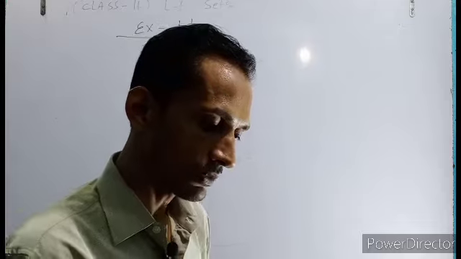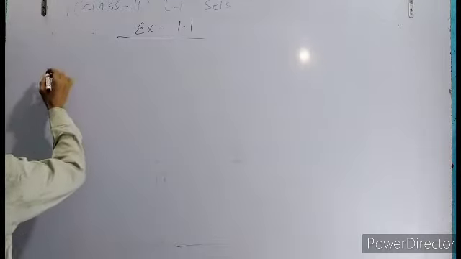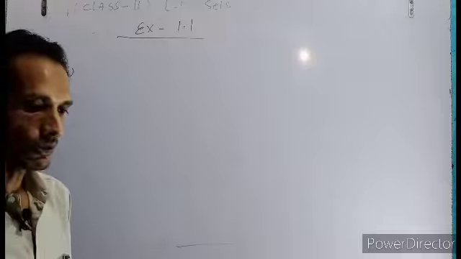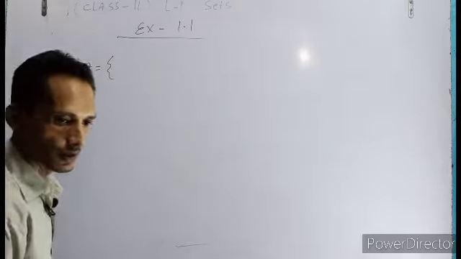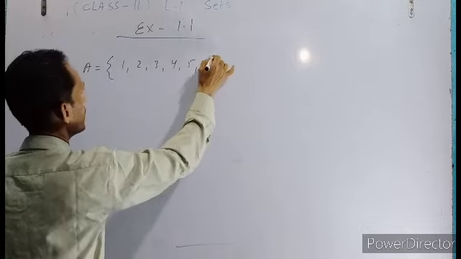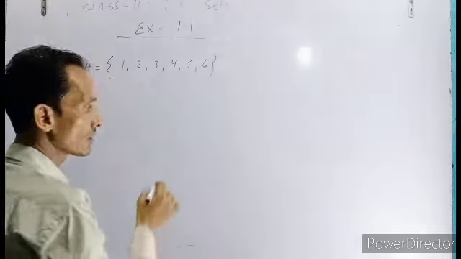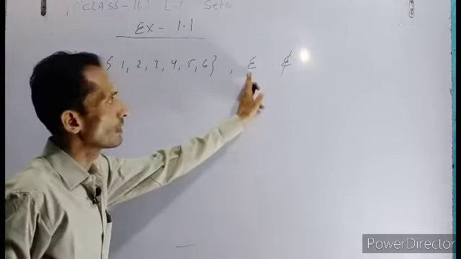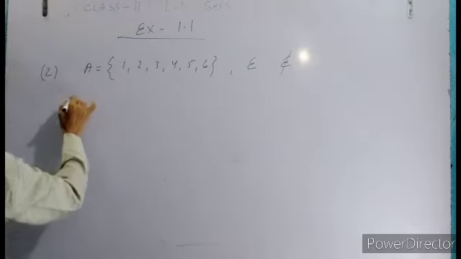Let A equal 1, 2, 3, 4, 5, 6. These are the elements. Insert the appropriate symbol, belongs to or does not belong to, in the blank spaces. Look at the first one.